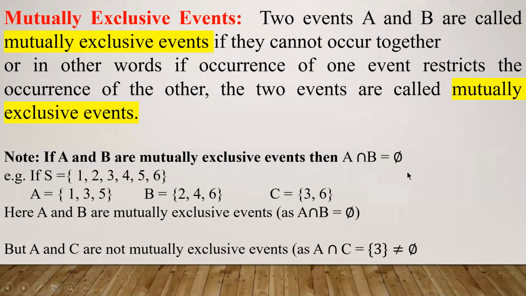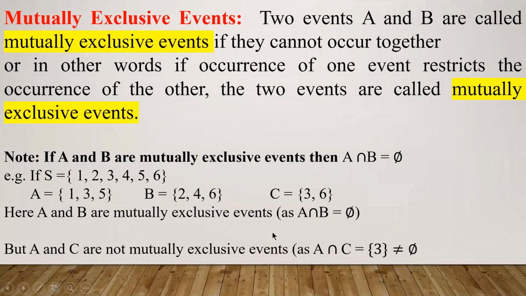That means their intersection will be empty. So in this example, A and B are mutually exclusive because both of them cannot occur together. A is a set of odd numbers and B is the event of getting an even number. And there is no number which is both odd and even. So these two events will not occur together. You can see that there is no number which is common to both. So A and B are mutually exclusive events.